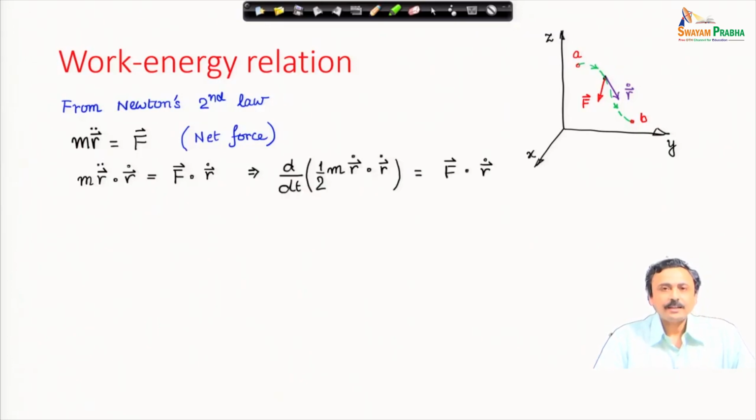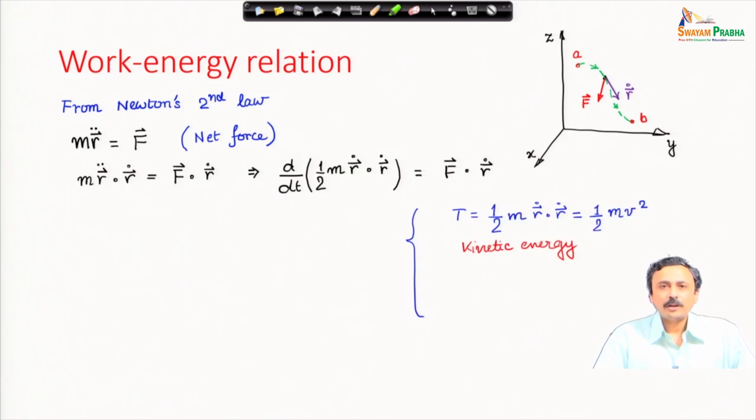The left hand side can be written in this form as a total time derivative of half m dr/dt dot dr/dt, and you can check this. If you take the derivative, it is a derivative of a product, then you will get m r double dot dot r dot. Therefore, you recover back the left hand side which I have written previously, and that must be equal to force dot the velocity vector.